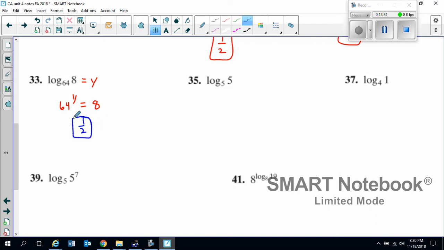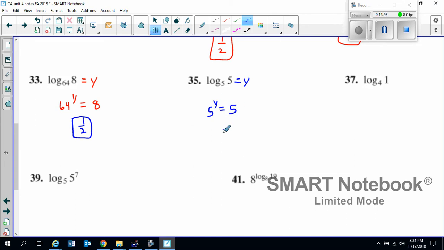Because if you raise 64 to 1/2, that's the same thing as taking the square root, right? And the square root of 64 is 8 right there. Okay, these last couple should be fairly straightforward. So if we look right here, we'll set this equal to y. So this converts to 5 to the power of y equals 5.